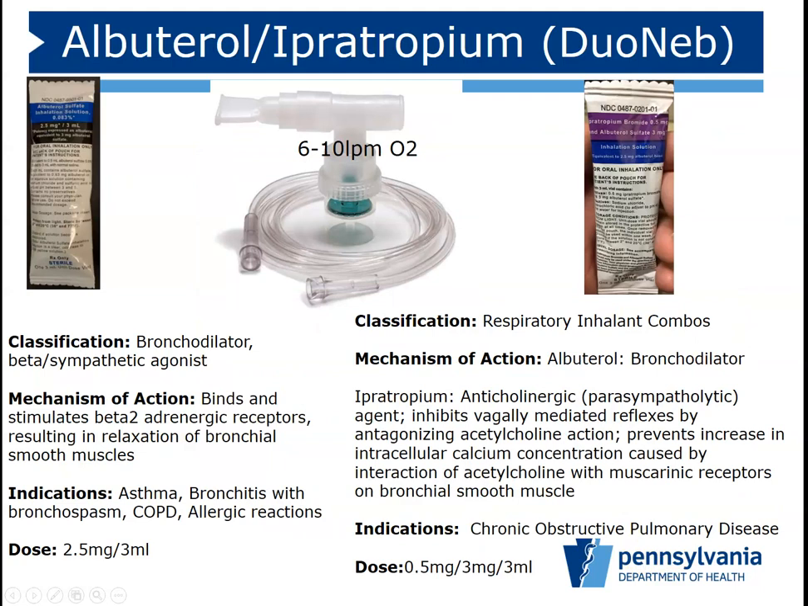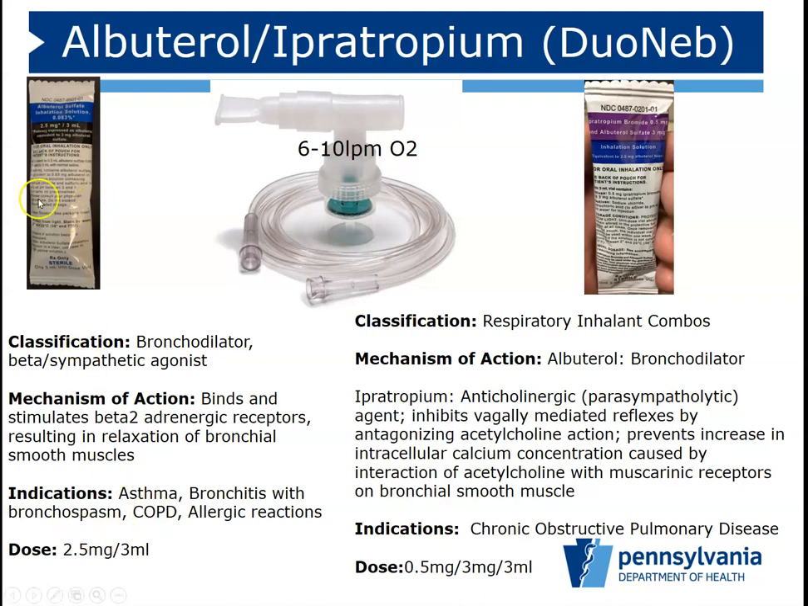Nebulized treatments that we're able to give: we can give albuterol, which is a standalone drug. Its classification is a bronchodilator, beta sympathetic agonist. Mechanism of action: it stimulates beta 2 adrenergic receptors that result in the overall smooth muscle relaxation of the bronchial muscles. Its indications are for asthma, bronchitis with bronchospasm, COPD, or allergic reactions. Typically, we will utilize albuterol when we hear expiratory wheezing.